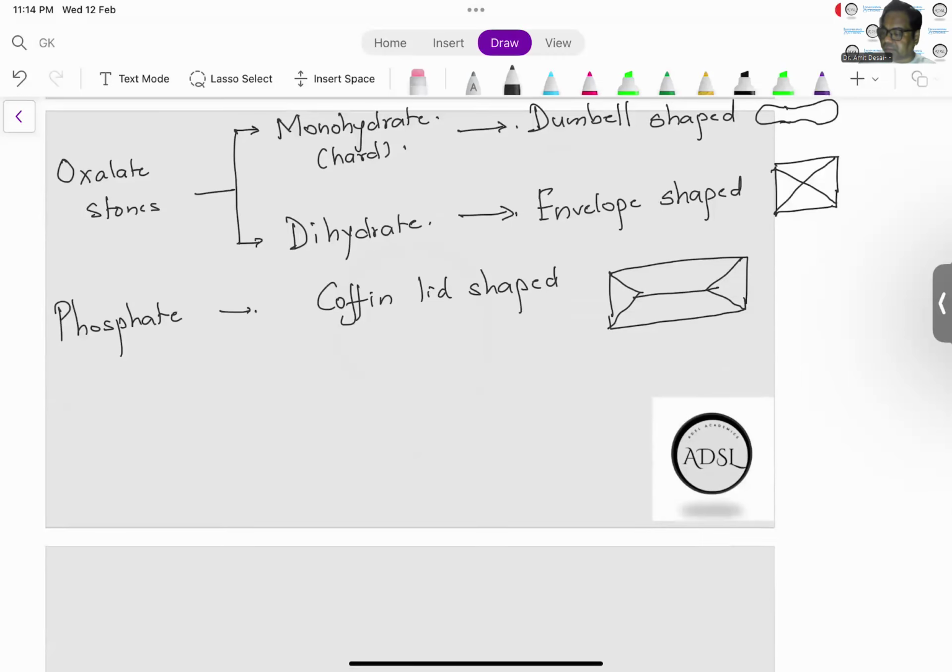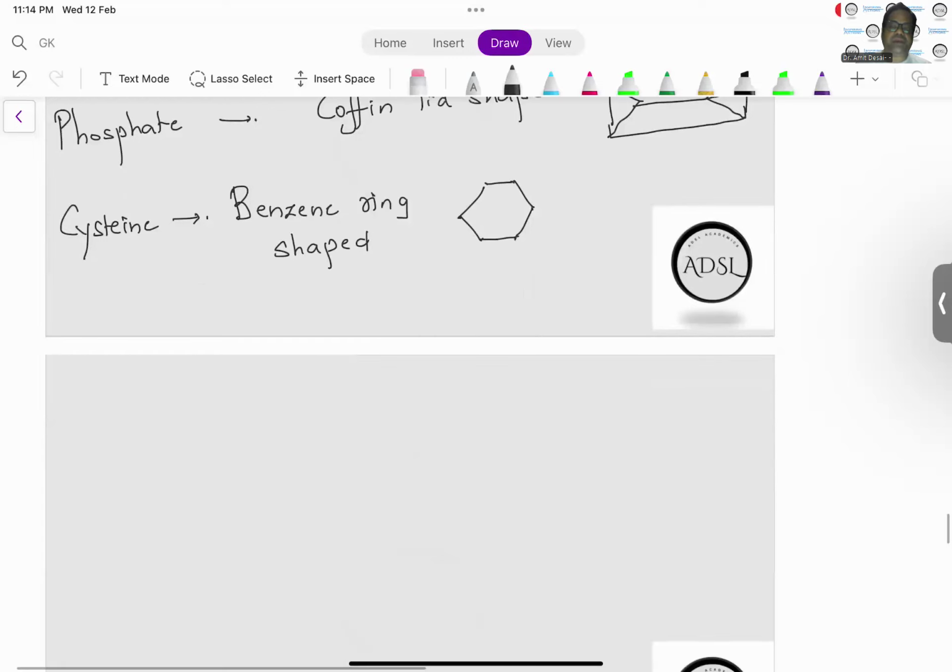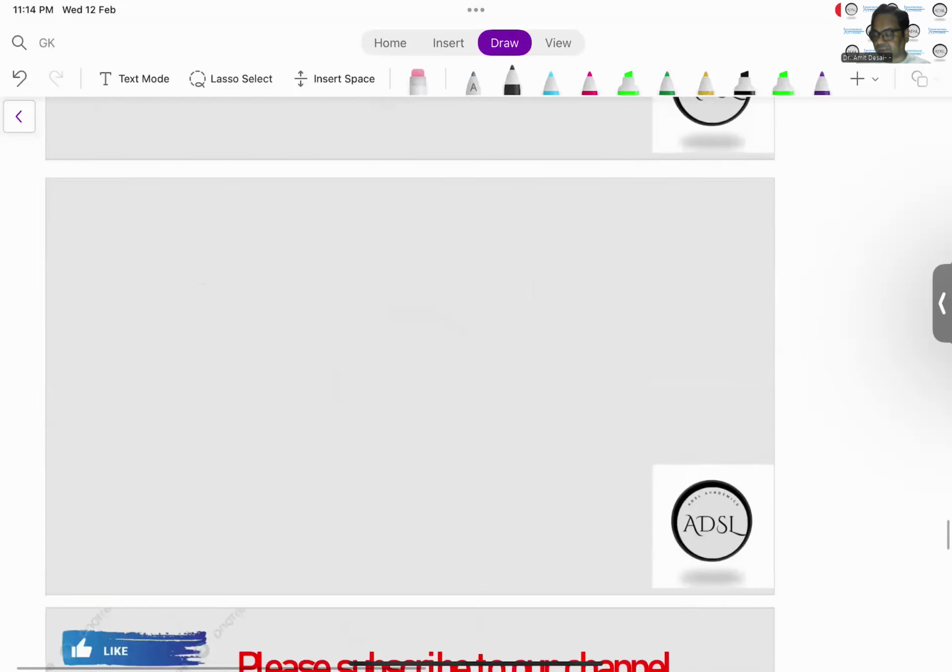Instead, if you are dealing with a stone which is a cysteine calculus, which is seen in cystinuria, then they are going to be benzene ring shaped crystals. Okay, so they are going to be shaped like a benzene ring. So these are the various types of crystals or crystalluria that you are going to be seeing in various types of calculi.